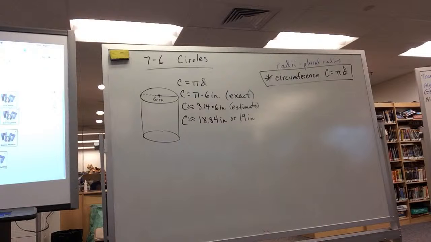3.14 is an estimate of pi. So pi goes 3.1415. It goes forever, it never ends. Yeah, it's never ending.